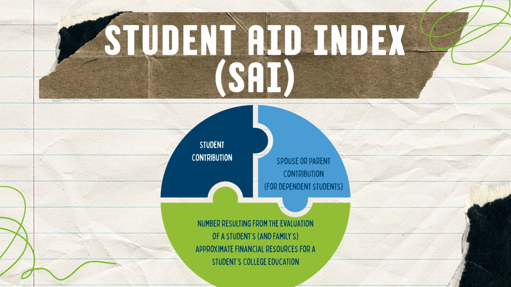This number is not what a family is expected to pay. It is only used to determine a student's aid eligibility. The SAI is the same regardless of what college the student attends.